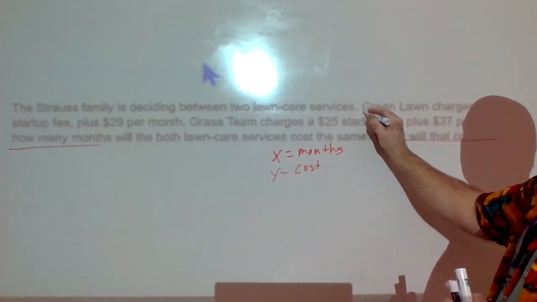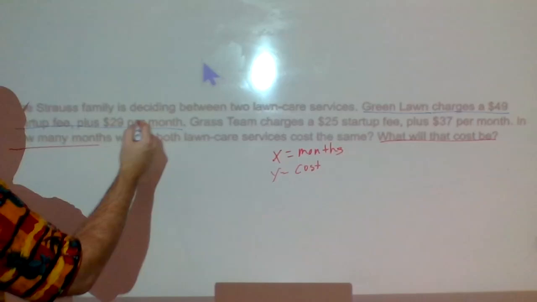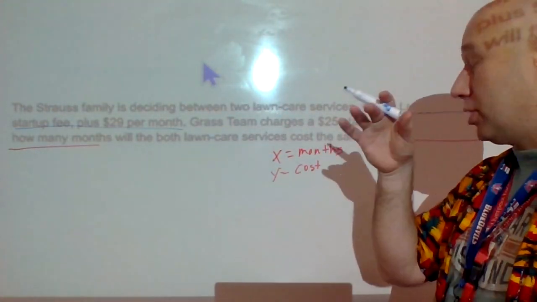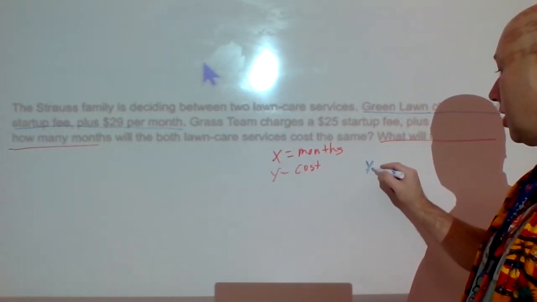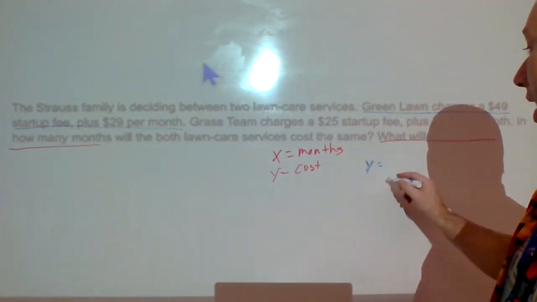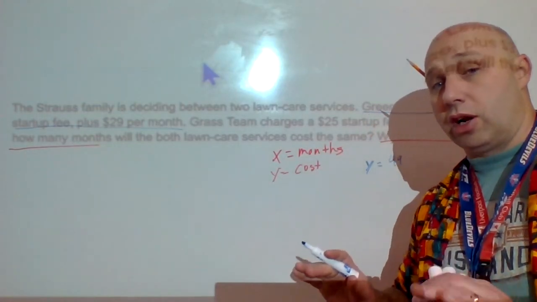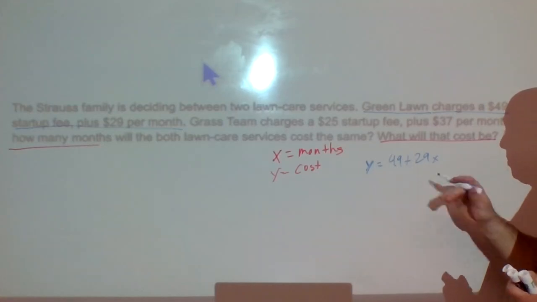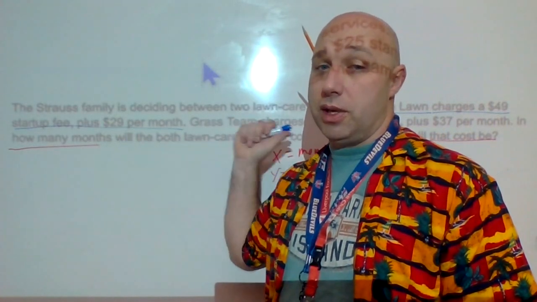So let's write an equation for green lawn. It says green lawn charges a $49 startup fee and $29 a month. Remember, make sure you get your slope in the slope spot. To find total cost for green lawn, this is going to be a y equals problem, because I want to find the total cost. I'm going to have $49 startup fee, just to start us up, and then we're going to add $29 per month. Because you have the word per in there, the 29 is our slope. It should be in the slope spot.